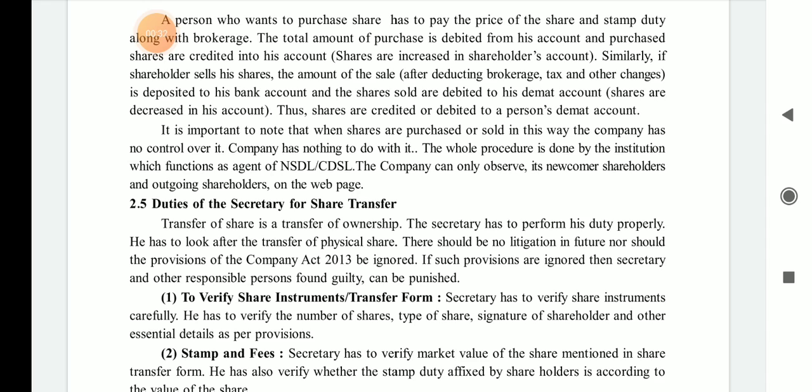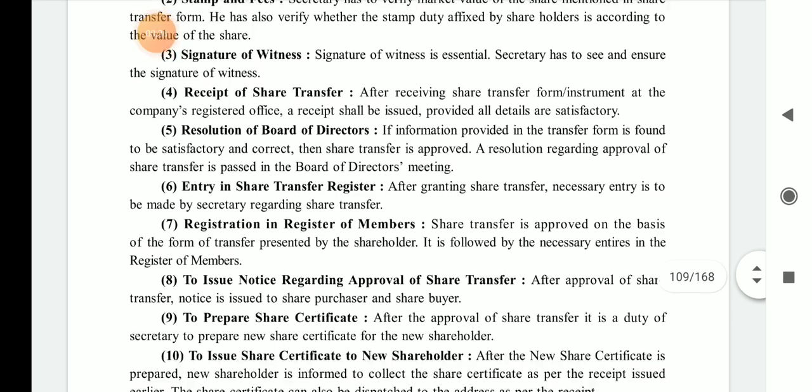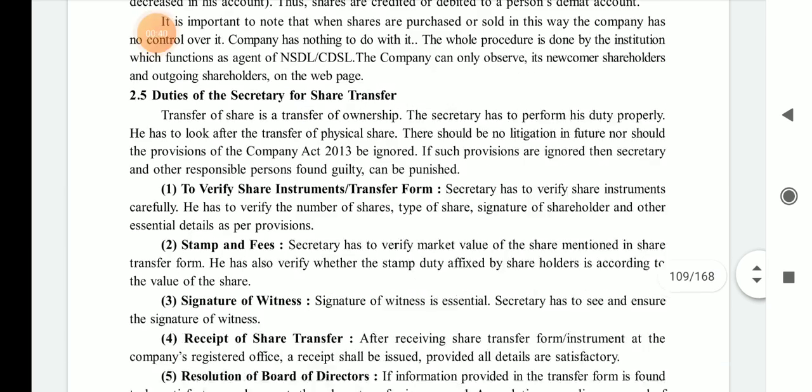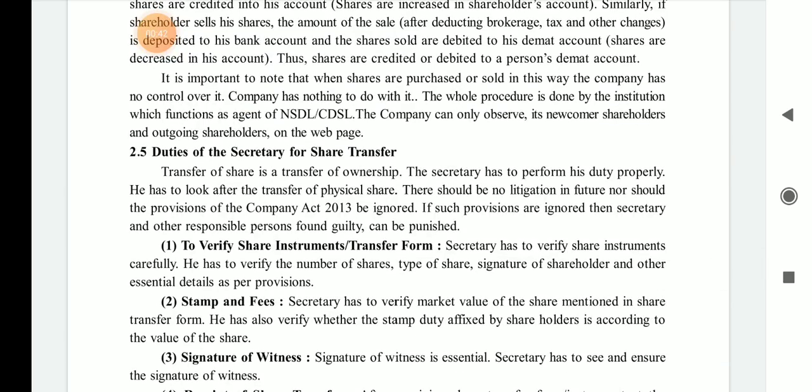Now, this one is the duties of the secretary for the share transfer, which may be asked in a 3 or 4 mark question. So you have to tick mark it. Duties of the secretary for the share transfer. First of all, transfer of the share is transfer of ownership. See, transfer of the share is the transfer of the ownership.